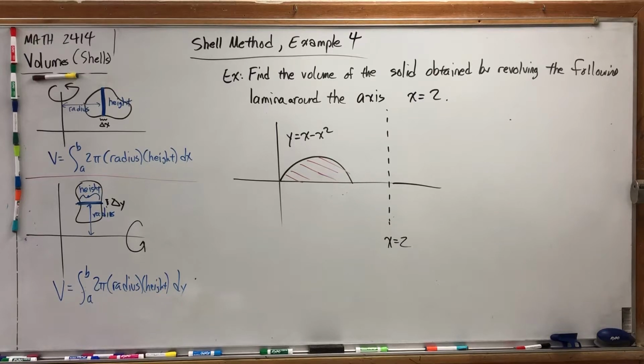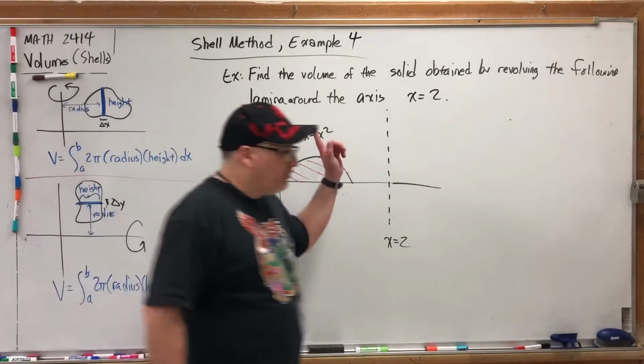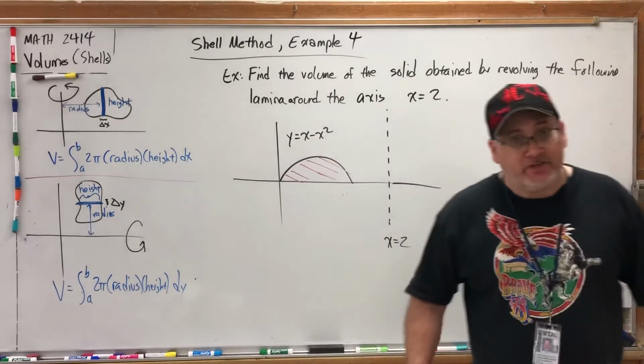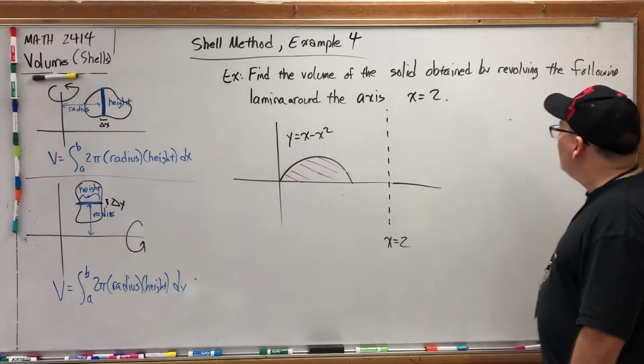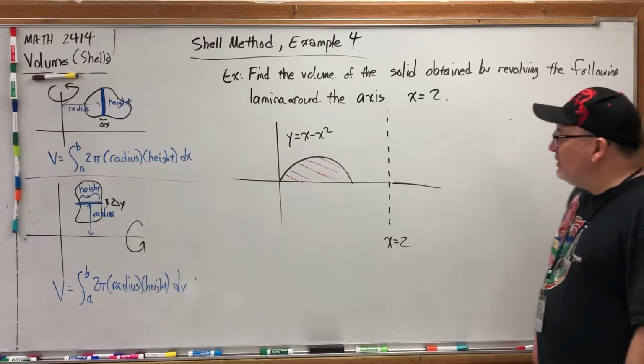Math 2414, volume, shells. Shell method, example 4. You knew at some point we were going to revolve around something besides the x-axis or the y-axis. We're going to revolve this one around the vertical line x equals 2 and find the volume of that solid.